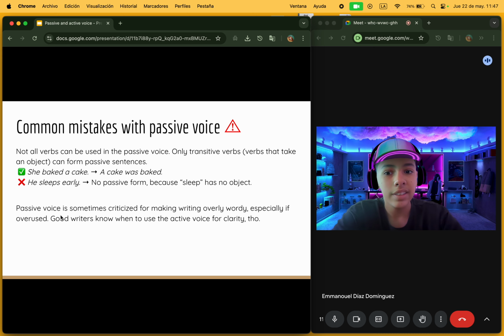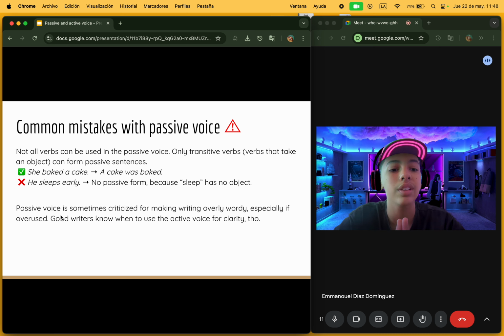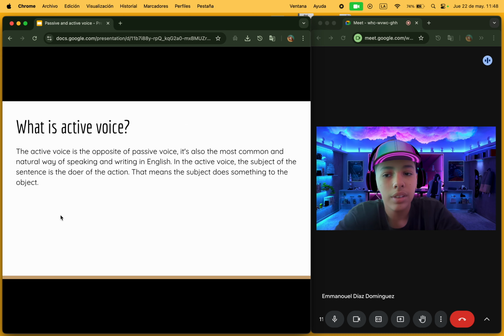Passive voice is sometimes criticized for making writing overly wordy. Or, for example, you write too many words with the passive voice. It is shorter to write it with the active voice, especially if overused. So, if you use too many passive voice sentences, you're going to be writing a lot more than in active voice. Good writers know when to use the active voice for clarity, though. So, good writers know when to use active voice and passive voice depending on the context. And we'll begin with the active voice.